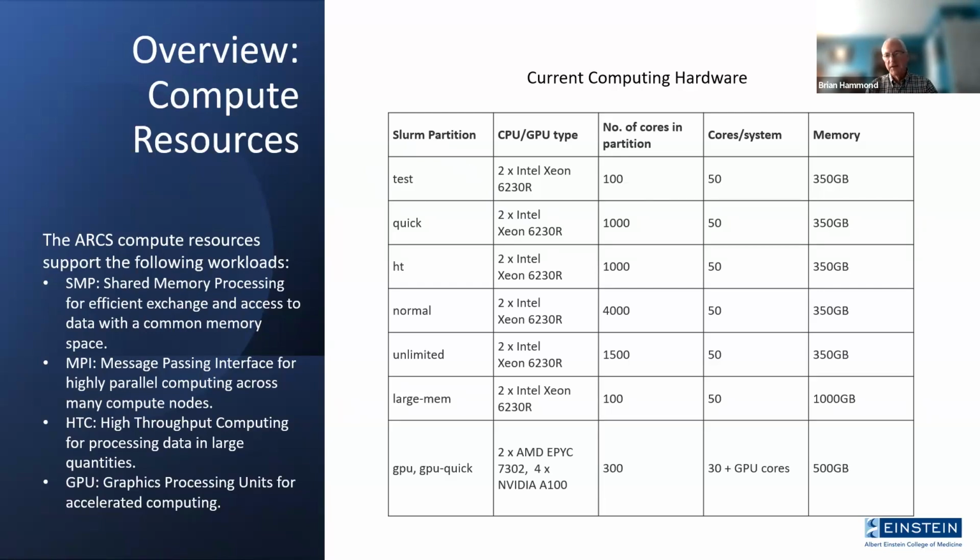So we have everything from a test queue, which is designed for people who just want to run some script to make sure everything's working. We have a quick queue. We have a high throughput queue, which is designed for people who want to put like 10,000 jobs in the queue. Obviously, they're not all going to run at once, but it will just process them through. So that's what the high throughput queue is for. Normal queue is a typical one that people would use. Unlimited means you can request all the time and all the memory you want.